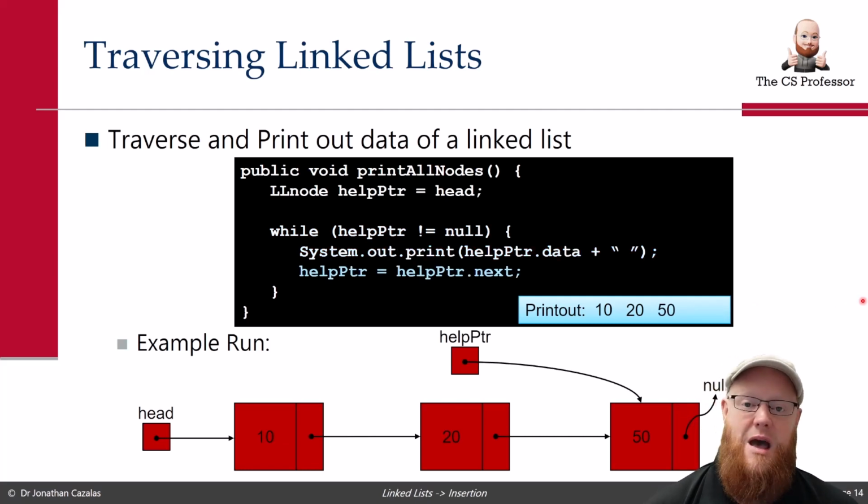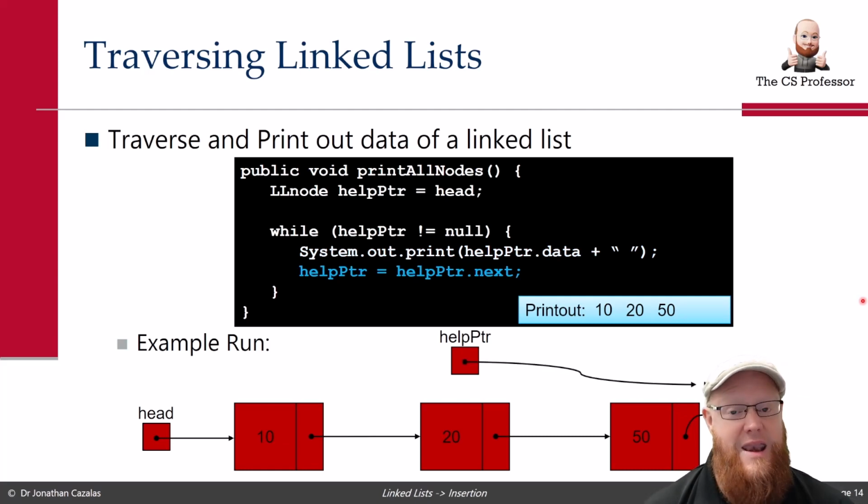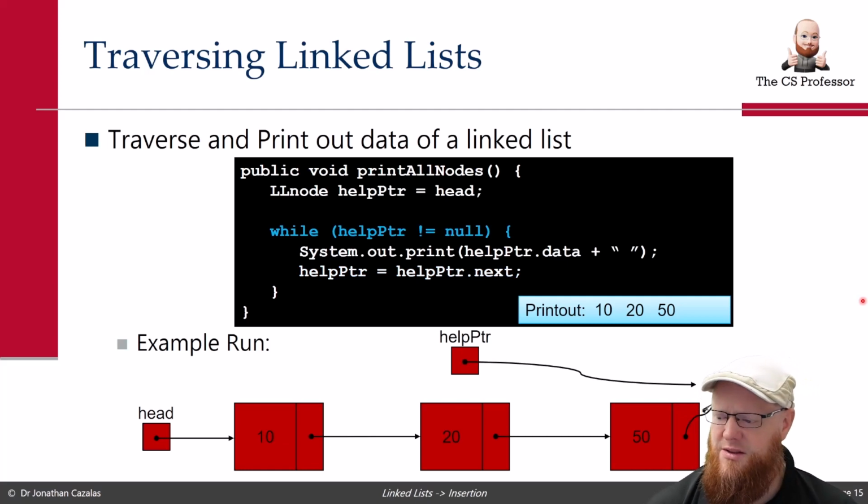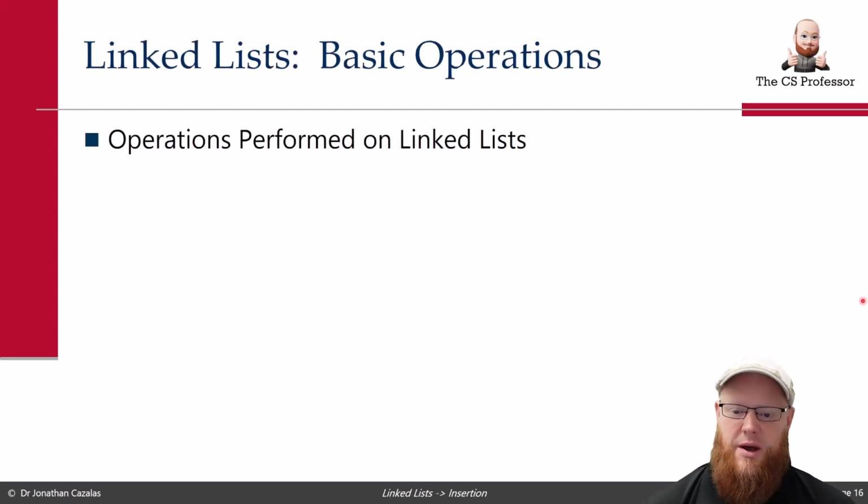And then we step one position, or one node over, and now help pointer is pointing to null. So we come back to this while loop, and we now have our exit condition. We exit the loop because help pointer is pointing to null, and we're done.